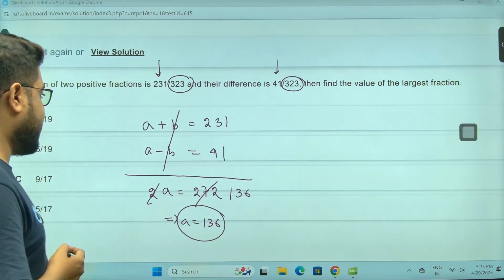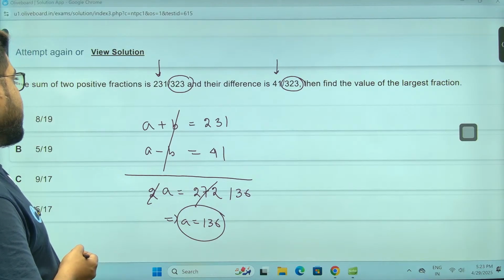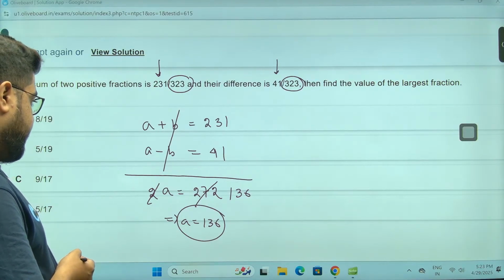Right, sir? A is 136, right? Yes sir, let's go.